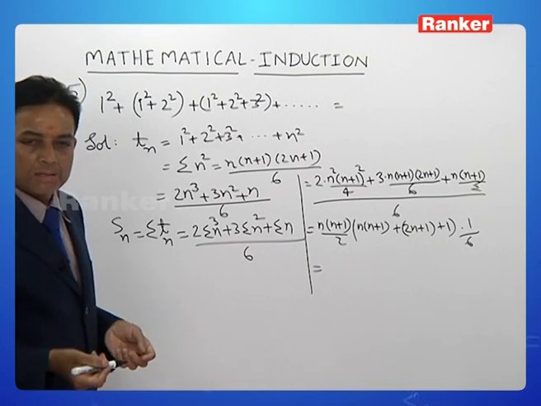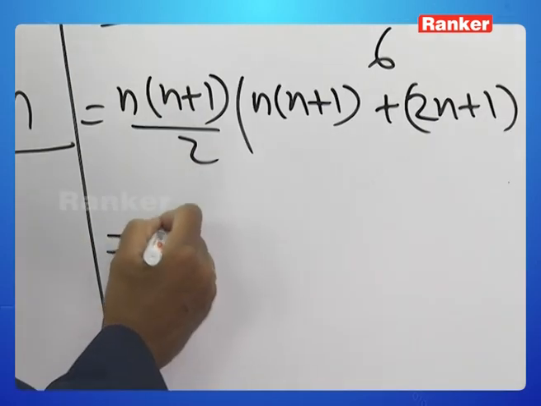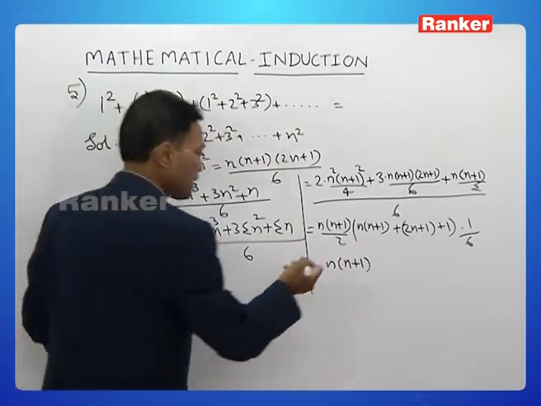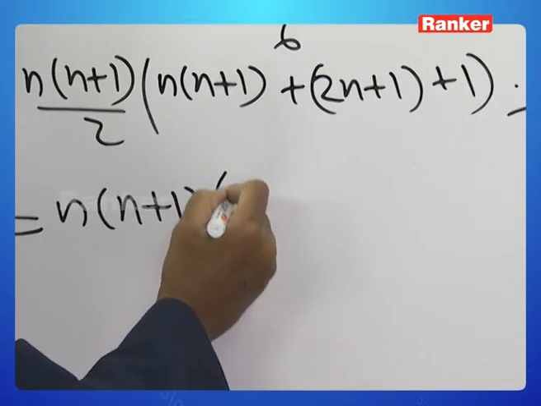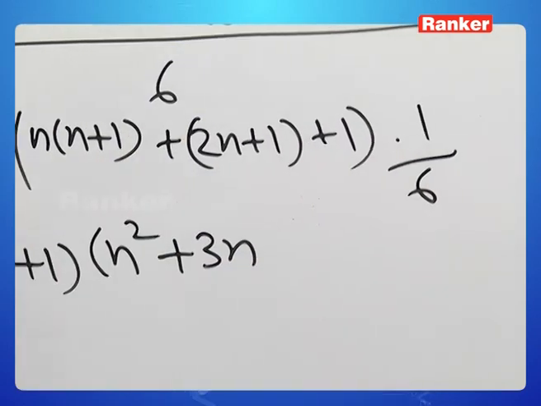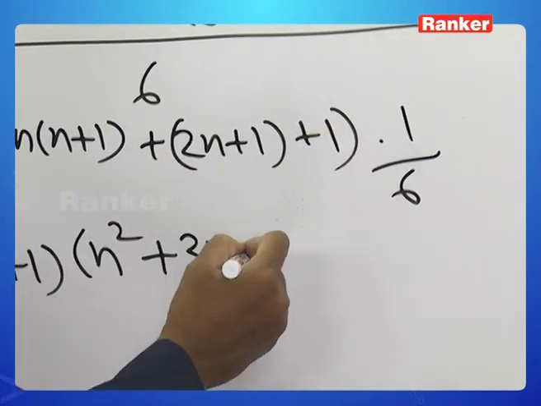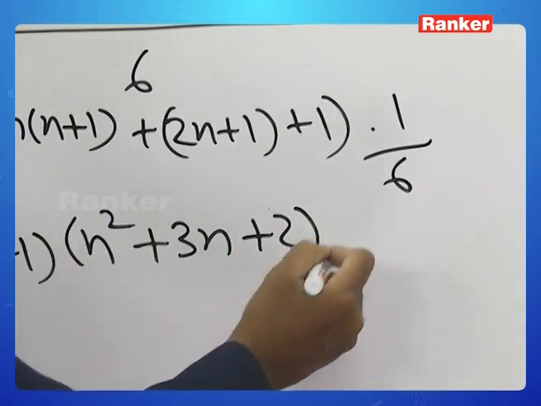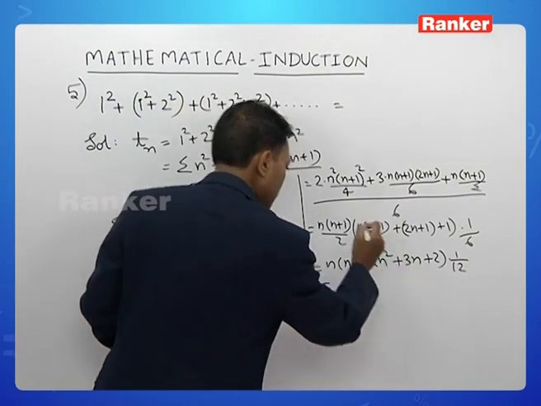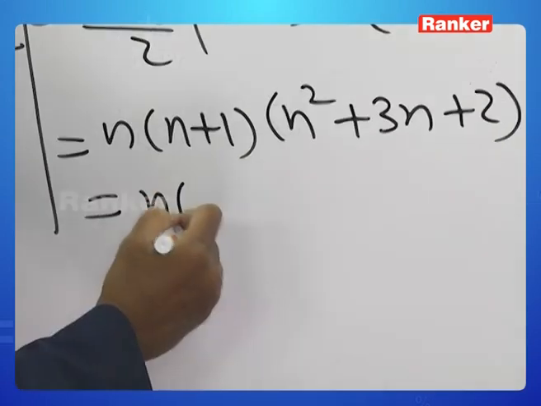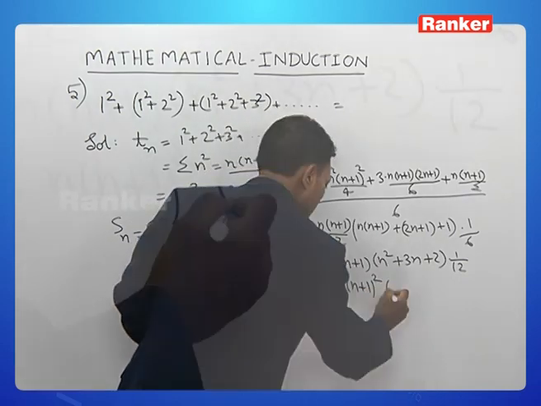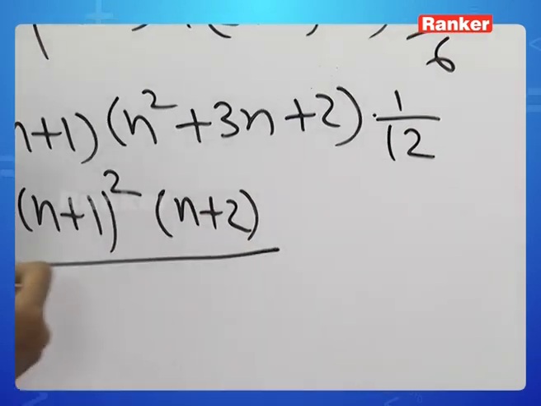So, what is your final answer now? Yes, n into n plus 1, right. So, what is next? We get here n square plus n plus 2n, 3n, and 1 plus 1, 2, by 6 into 2, that is 1 by 12. So, you get n plus 1 into n plus 2: it becomes n into n plus 1, here n plus 1 becomes n plus 1 whole square, and here n plus 2 by 12.